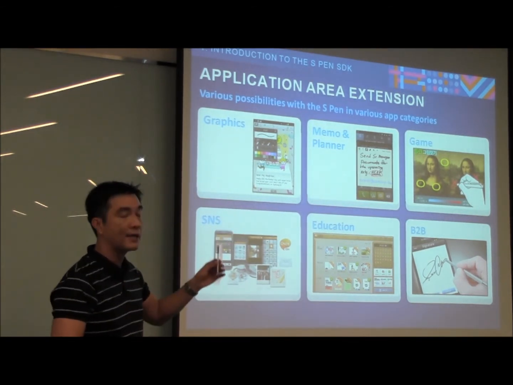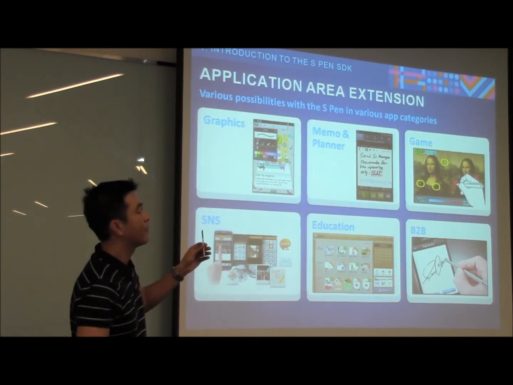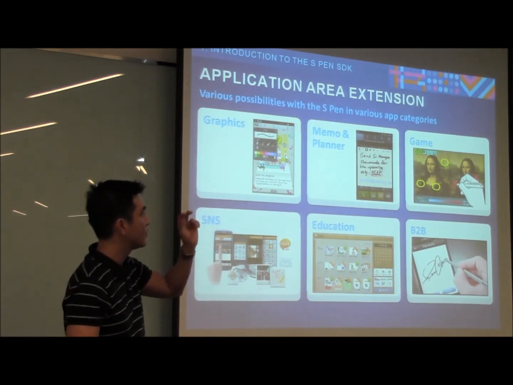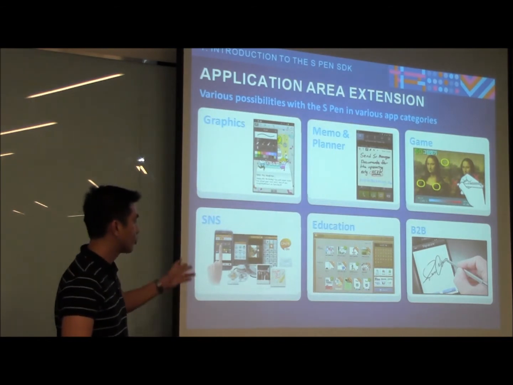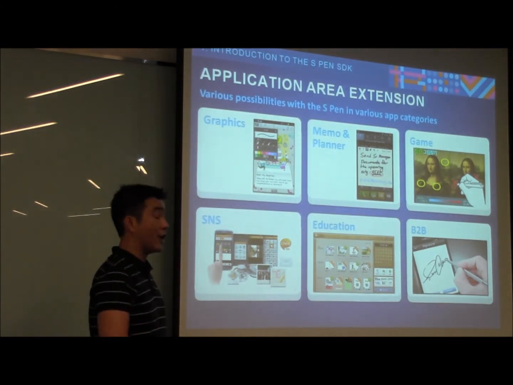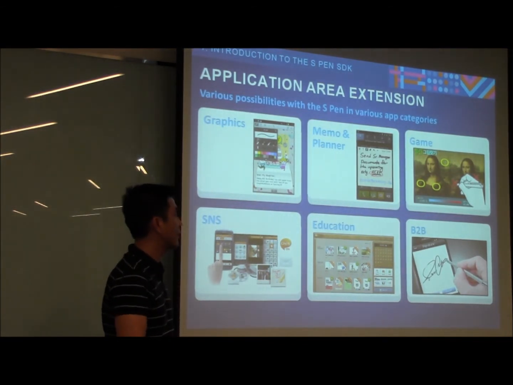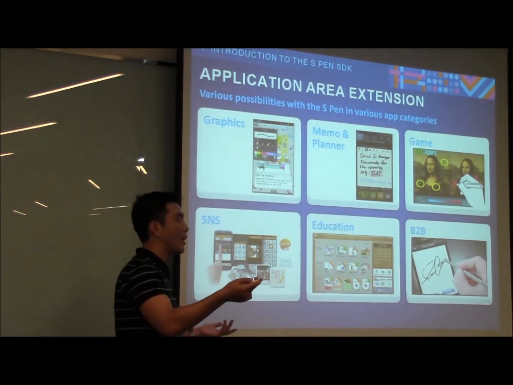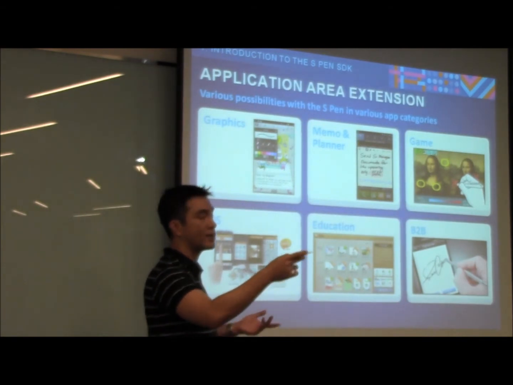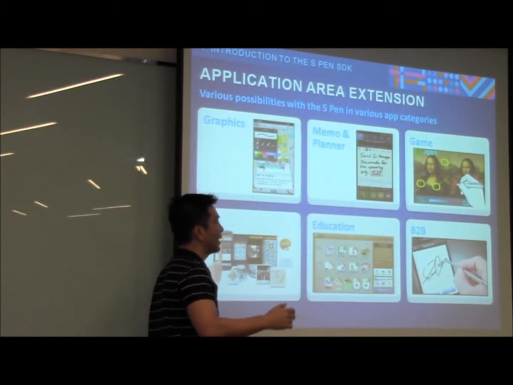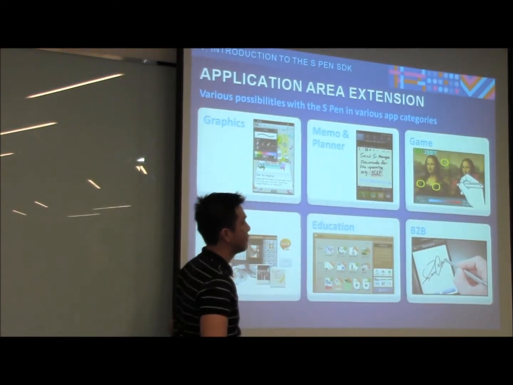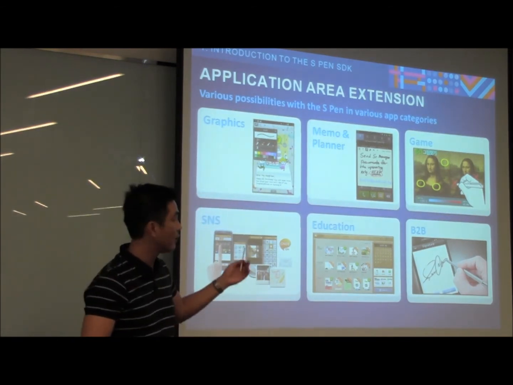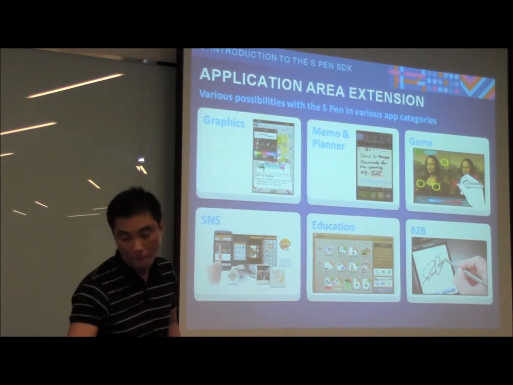Games, of course, using the pen. Some folks over in Vietnam have developed fishing games using the pen. Social networking, education, one untapped market for preschoolers. If you want them to identify where the tire of a car is, where the steering wheel is, you could do something around that with a pen. And of course, I mentioned signature recognition, which is the B2B space.